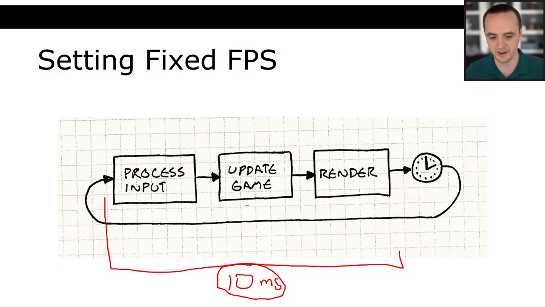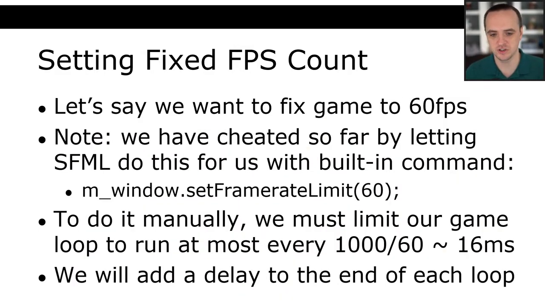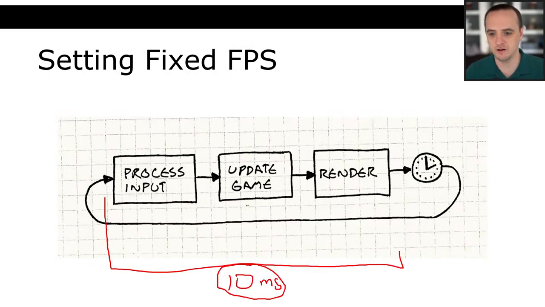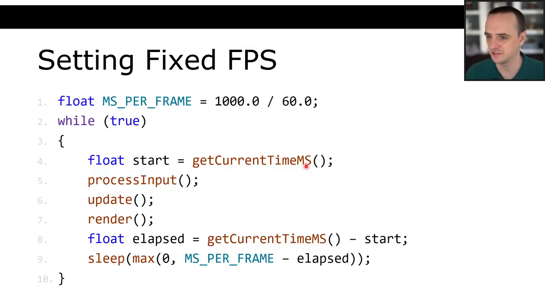But we want to run it at 60 frames per second, which is 16 milliseconds, right? So what we would do here is take our 16, subtract 10 from that, and we would be left with 6 milliseconds to wait at the end of our game loop. And then each game loop is running at 16 milliseconds. Now, it's not exactly 16, it's like 16.333 or something like that. But that's how we would accomplish this. And this is exactly what's happening inside SFML.